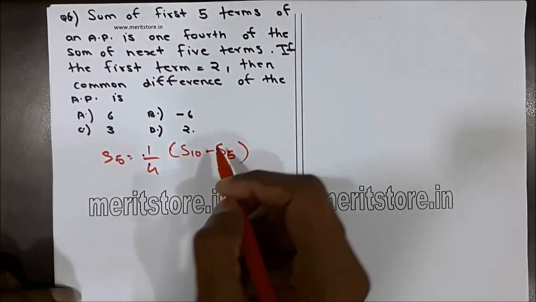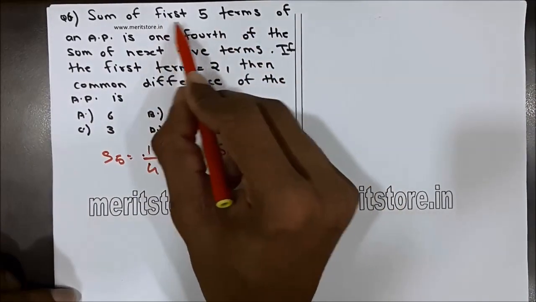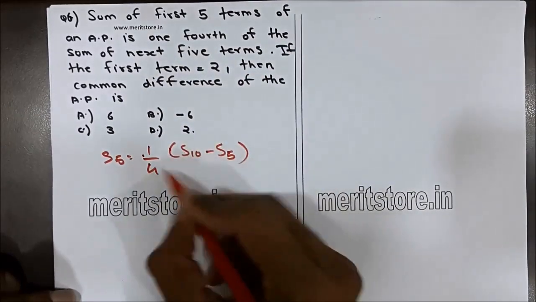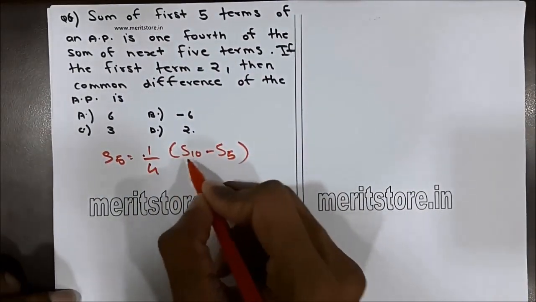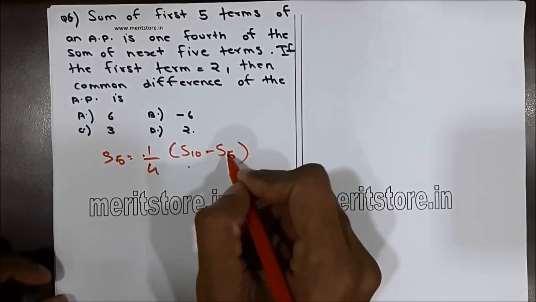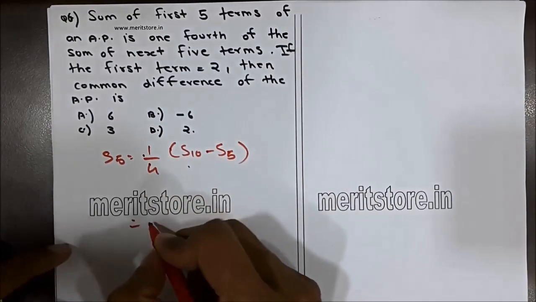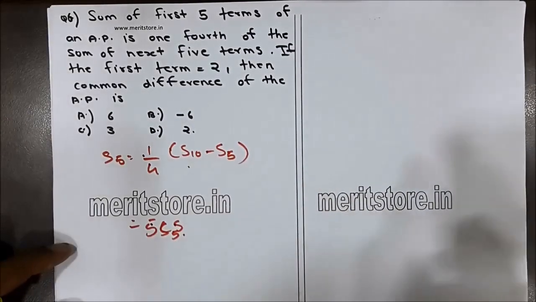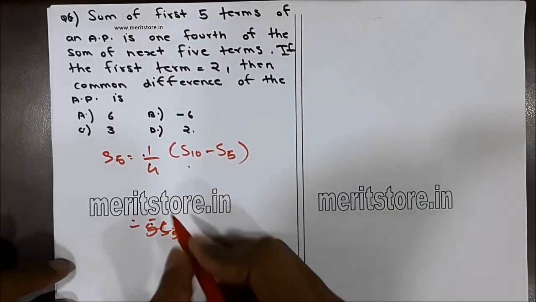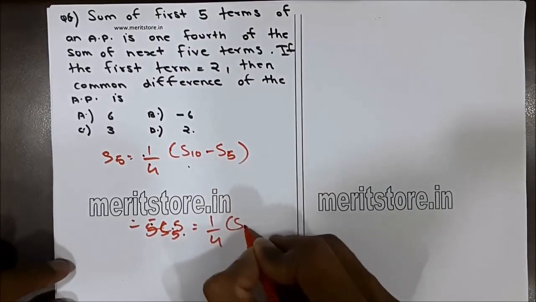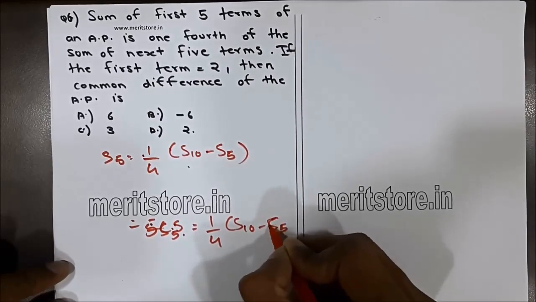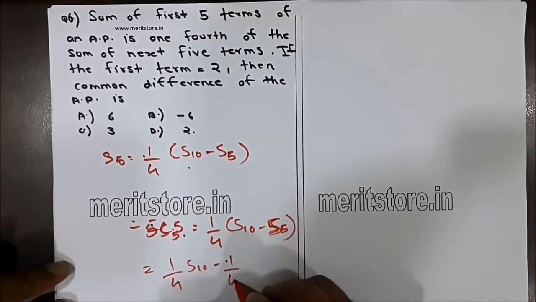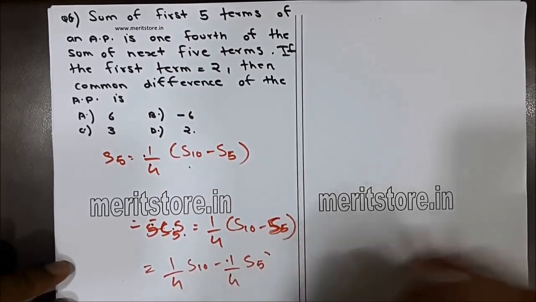Therefore, the condition given for the AP, that the sum of the first five terms is 1/4 of the sum of the next 5 terms, we can write as 1 by 4th (S10 minus S5) equal to S5. We solve this as S5 equals 1 by 4 S10, that is 1 by 4th S10 minus 1 by 4th S5.